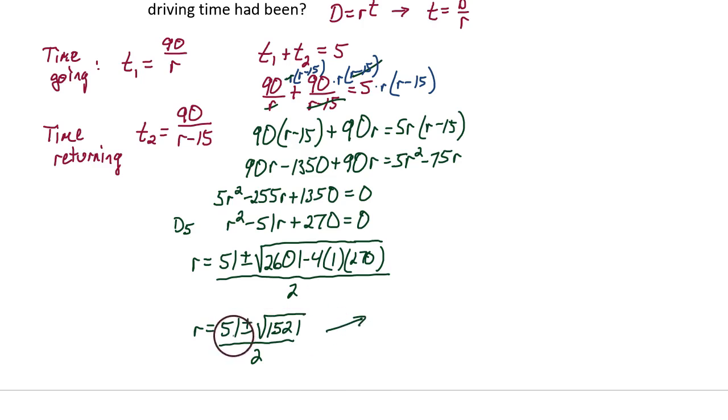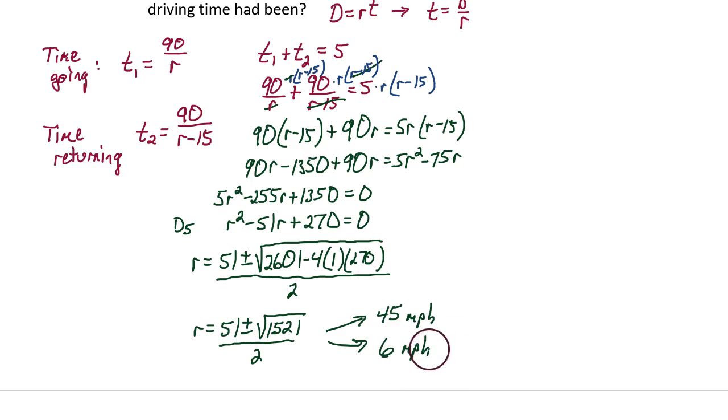This is going to make 2 answers. Let's use a calculator and go 51 plus that square root and then divide by 2. R turns out to be 45. Remember, that's the speed, so miles per hour. Let's type it in again, but this time use the subtraction sign. I typed 51 minus the square root of 1521 and then pressed enter before pressing divide by 2. This turns out to be 6.